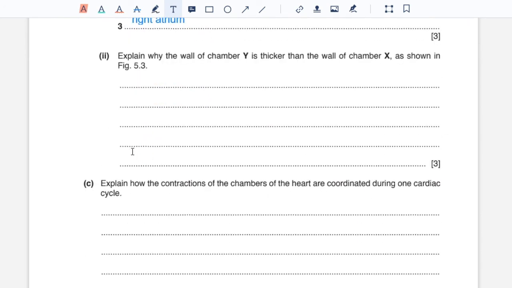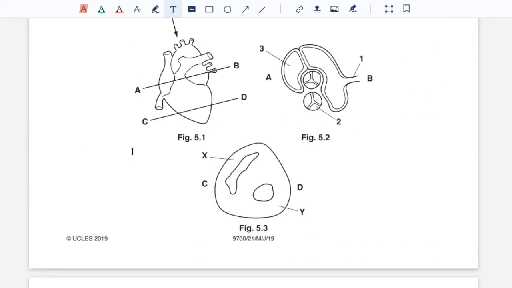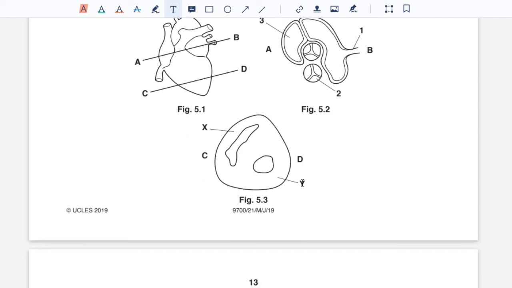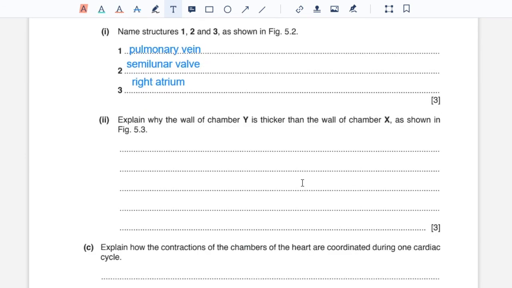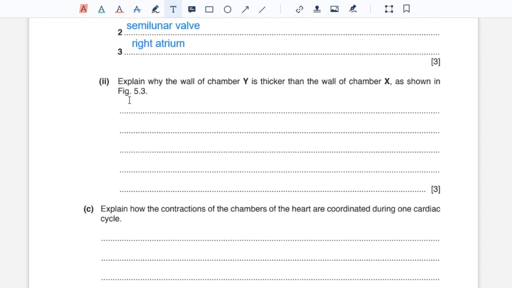To explain why the wall of chamber Y is thicker than the wall of chamber X as shown in figure 5.3, chamber Y is going to be left ventricle if it's got a thicker wall, and also it's present on the left side of the heart, which is D. And that is so because the left ventricle has to pump blood around the body through the systemic route, which is longer than the pulmonary route and therefore has a greater resistance. And to overcome this resistance, the left ventricle has to exert greater pressure, allowed by the greater force generated by the muscles in the left ventricle.